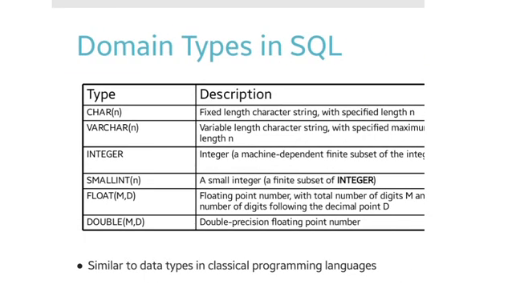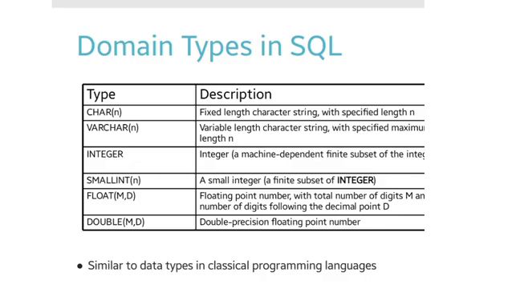Now we will discuss domain types in SQL. In SQL, a domain type means the type of data that a column can store. This is similar to data types in programming languages like C, Java or Python. Different domain types are used depending on the kind of information we want to store. Let us see each one. The first one is char of n. It stores fixed length text. Example, if we give char of 5, it always reserves 5 characters. If we store ABC, the remaining space is filled automatically.